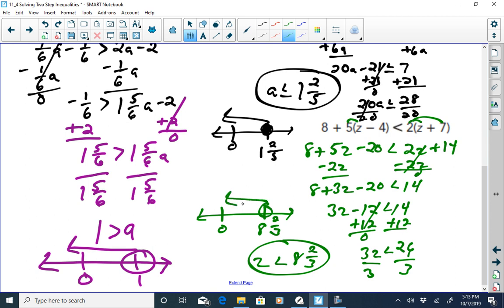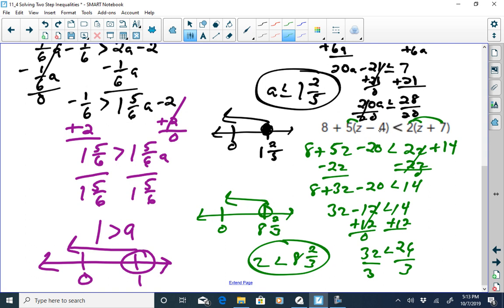Now let's check this, right? So I need something that's less than 8 and 2/3. Let's try 0, see if it works. Alright, actually let's try 4, because that's going to make it a little easier. I'm going to try 4. 4 is less than 8 and 2/3.